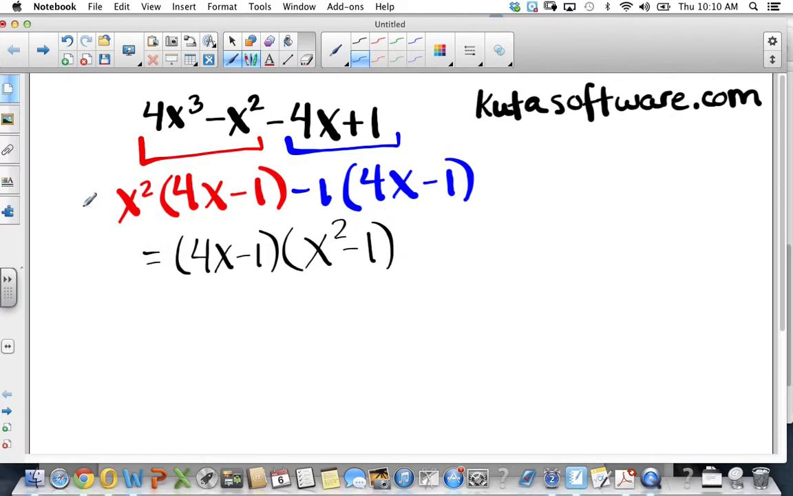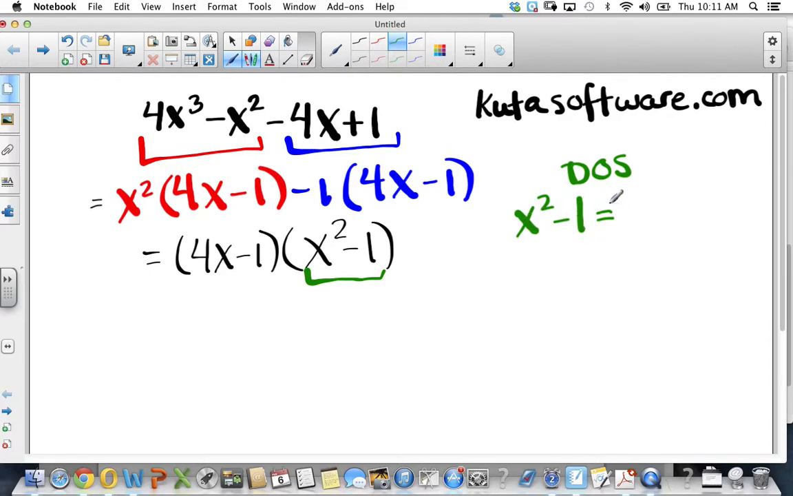Well, you might think that you are done, but you are not, because this term here is also factorable. This is a special factor rule called a difference of squares. And if you don't recognize this, you could also factor this by decomposition.